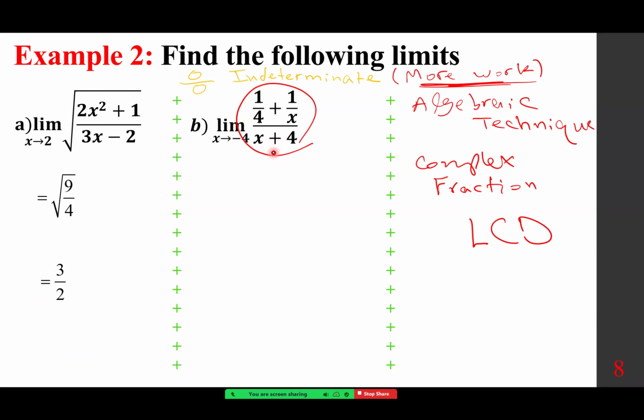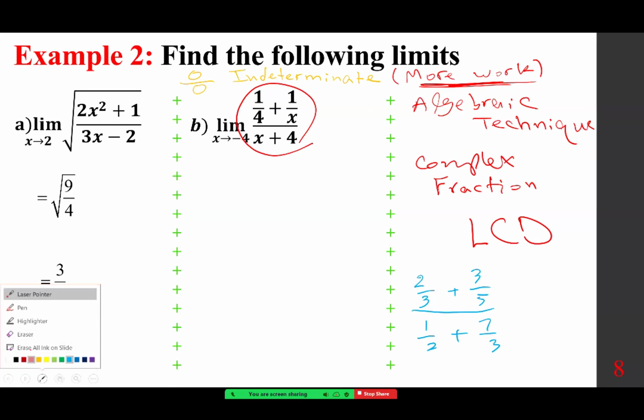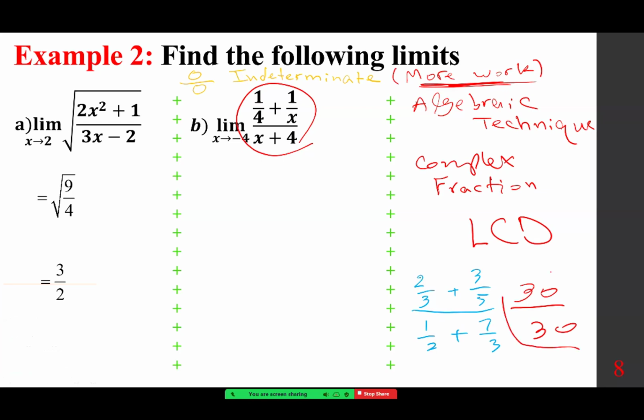I'm going to give you a quick example for you to finish at home. If we happen to have the following complex fraction, let's say 2/3 plus 3 over 5 over 1/2 plus, let's say, 7/3. I have 1, 2, 3, 4 fractions. Okay. And the LCD for all those 4 fractions is 30. So you multiply by 30 over 30. By the way, 30 over 30 equals 1. You multiply the top and the bottom. Again, is this the only way? No, this is the fastest way.